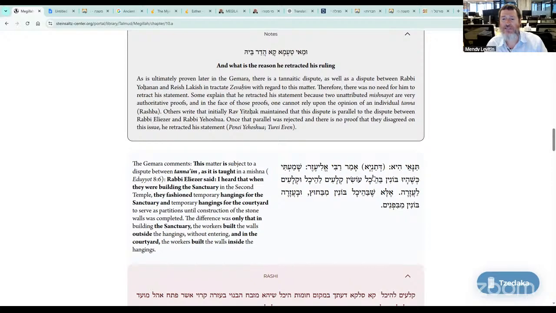So here he says like this: Tanya, Tanoyi. There's a machloket of Tannaim. Rabbi Eliezer says, "Shamati, I heard." When they came in to build the second temple, you have to remember the second temple.